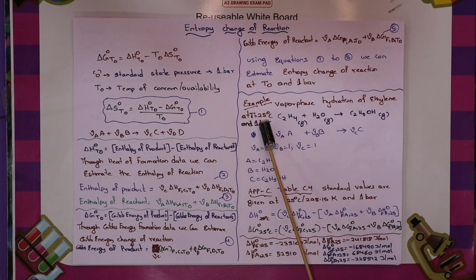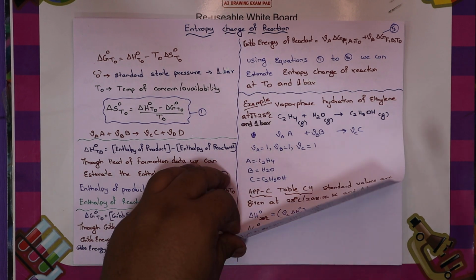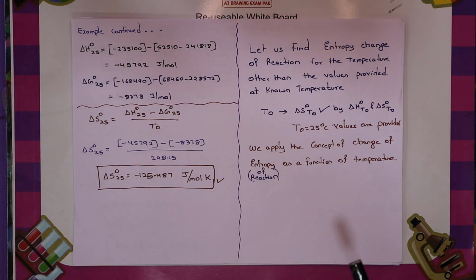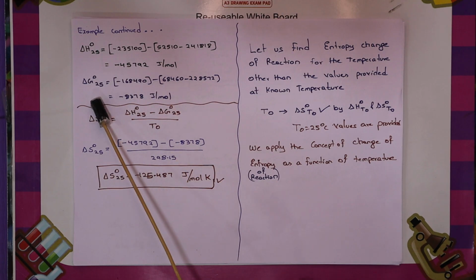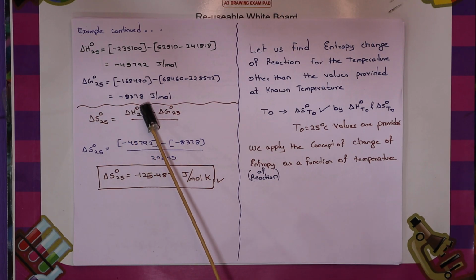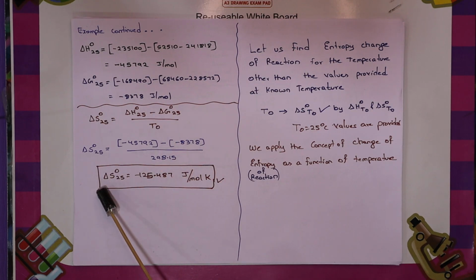You also have to calculate at 25 degrees centigrade. It's a simple formula. Once you plug in all the values, delta H at 25 is minus 45792, delta G at 25 is minus 8378 joule per mole, and T0 is 298.15 Kelvin. So once you calculate, the change in entropy of the reaction at 25 degrees centigrade is minus 125.487 joule per mole Kelvin.